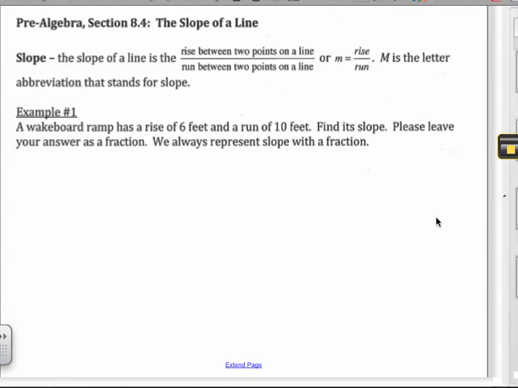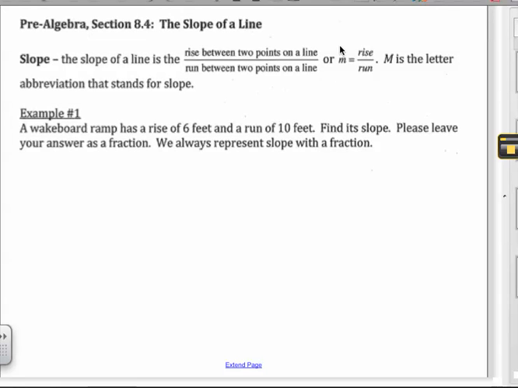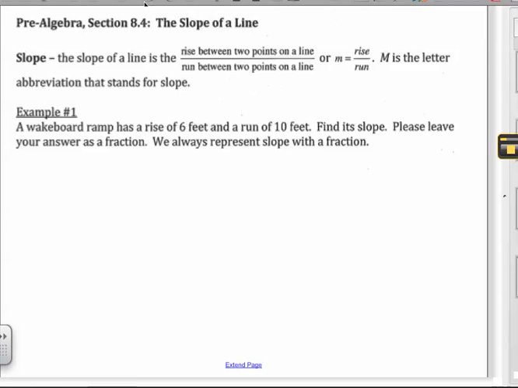Okay, gentlemen, the slope of a line. The slope of a line is the rise between 2 points on a line divided by the run between 2 points on a line, or m equals rise over run. M is the letter abbreviation that stands for slope. So if we don't want to write the whole word slope out, we're just going to write M. And this will come up again. You need to know what M is because you'll see it again.